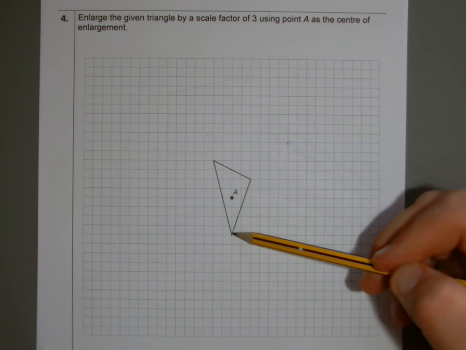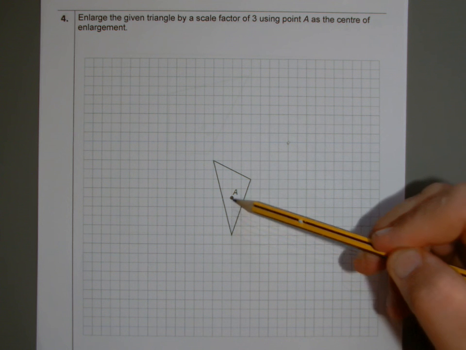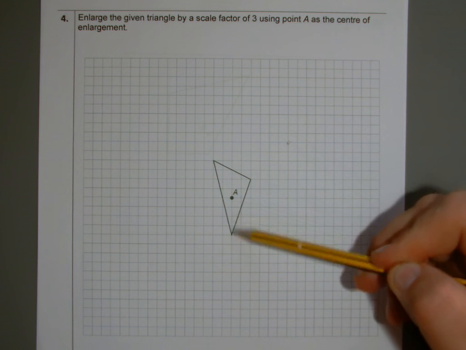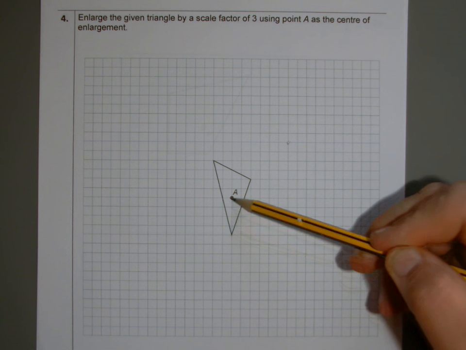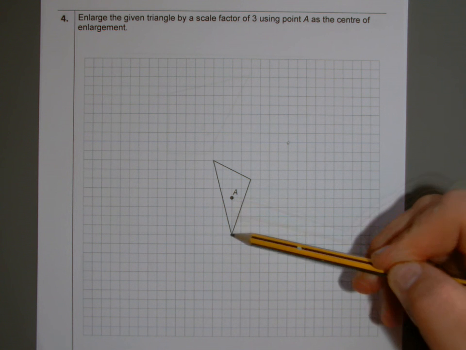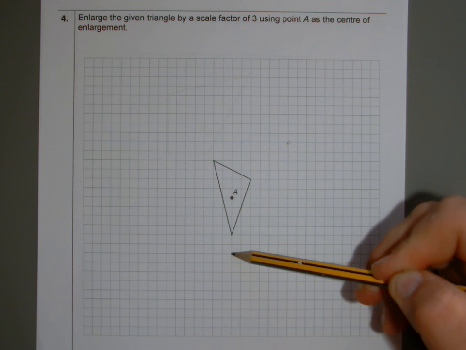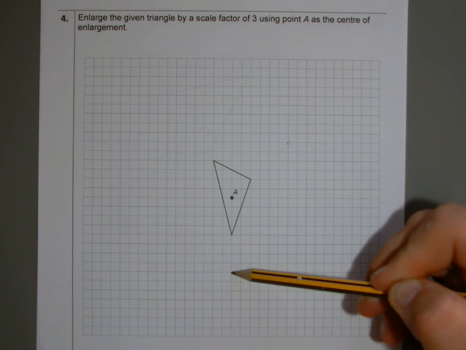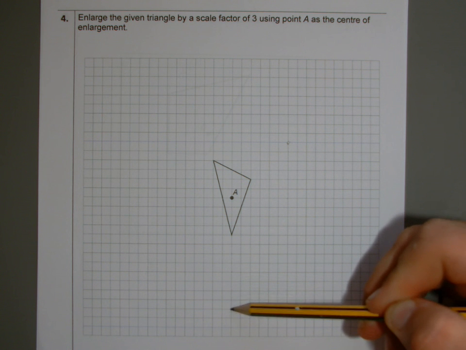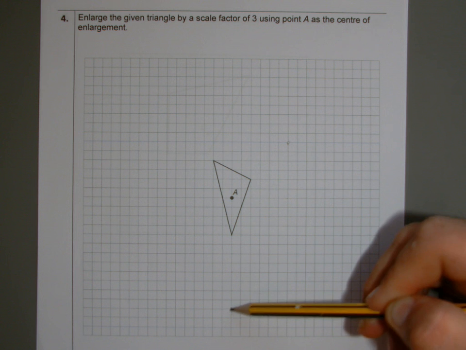So let's do the same then. This one's going to be quite easy actually, because if you look at it from A, it's 4 little squares down. So 4 squares down, if I triple it, it's going to be 12 squares down. So there's 4, 6, 8, 10, 12. So I end up being there.